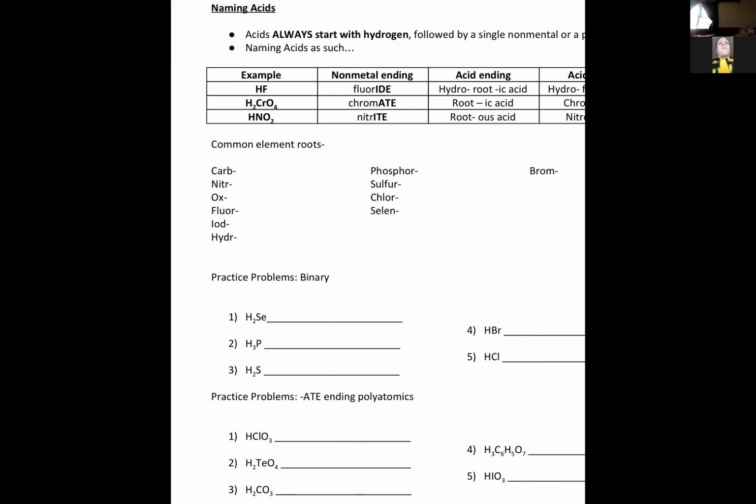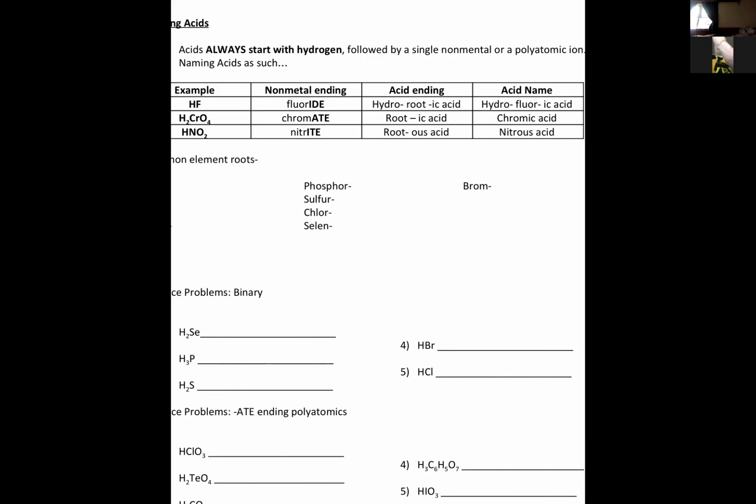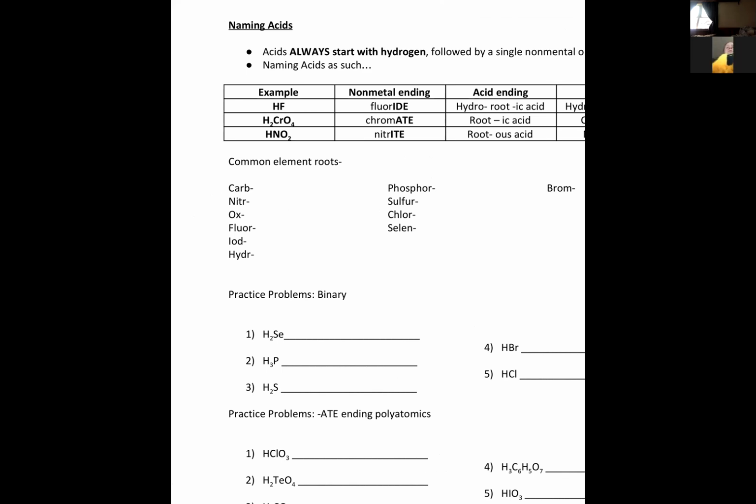Now, why is this important? Well, acids always start with hydrogen. So anytime you have a compound that has a hydrogen in front, it's considered an acid, followed by a single nonmetal or a polyatomic ion. As you can see, all of your examples here begin with hydrogen.